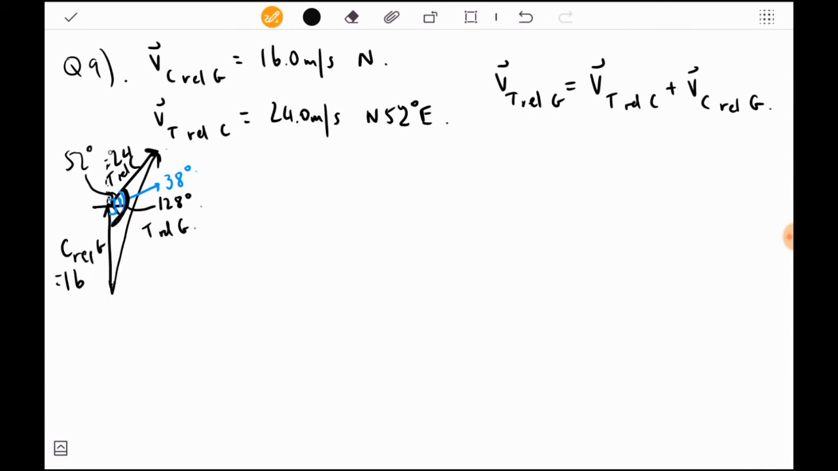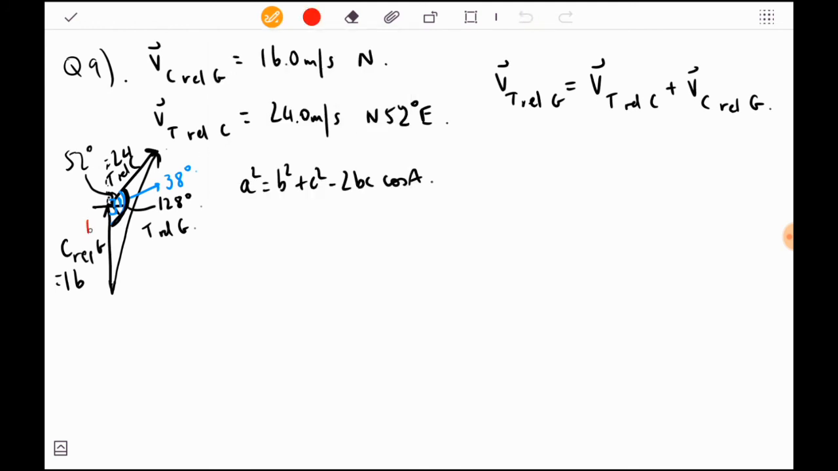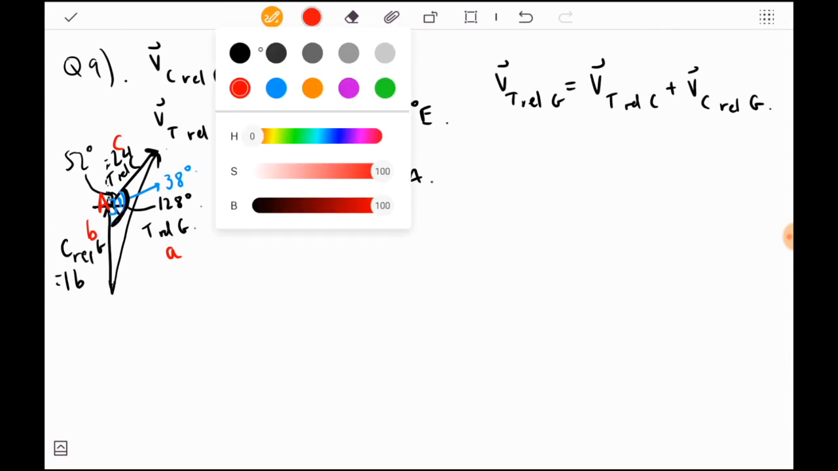So from all that we've done so far, you should be looking at this and going, well, I have one side of a triangle, I have another side of a triangle, and I have an angle in that triangle, and I need to find a third side. What does that make me think of? I know, the cosine rule. So the cosine rule is, of course, a squared equals b squared plus c squared minus 2bc cos A. And here, let's write it in red. This would be side b, this would be side c, and this would be side a, because this is the side that we want to find. We want to find the truck relative to the ground. And so the angle opposite that would be this angle here, so this would be angle capital A.